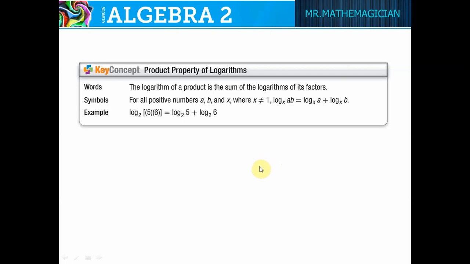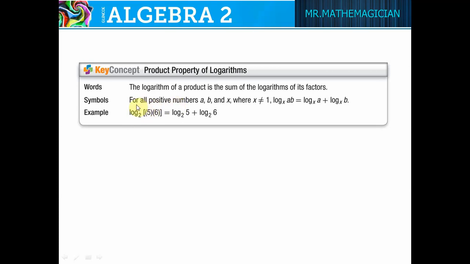This is Mr. Mahmoud explaining Algebra 2, Chapter 6, Lesson number 6, Properties of Logarithms. The first property is the product property. The logarithm of a product is the sum of the logarithms of its factors.